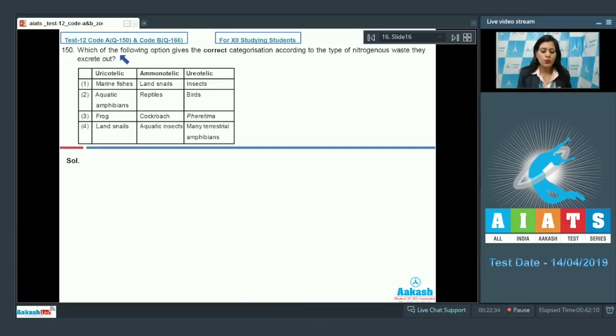Question number 150. Which of the following options gives the correct categorization according to the type of nitrogenous waste they excrete out? And very first categorization given with respect to uricotelic, ammonotelic and ureotelic organisms are marine fishes, land snails and insects respectively. And this is an incorrect categorization because the type of nitrogenous waste product depends on habitat of organism.